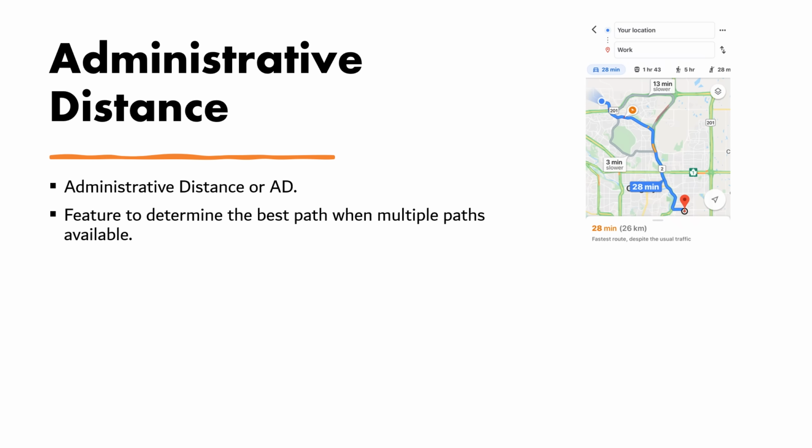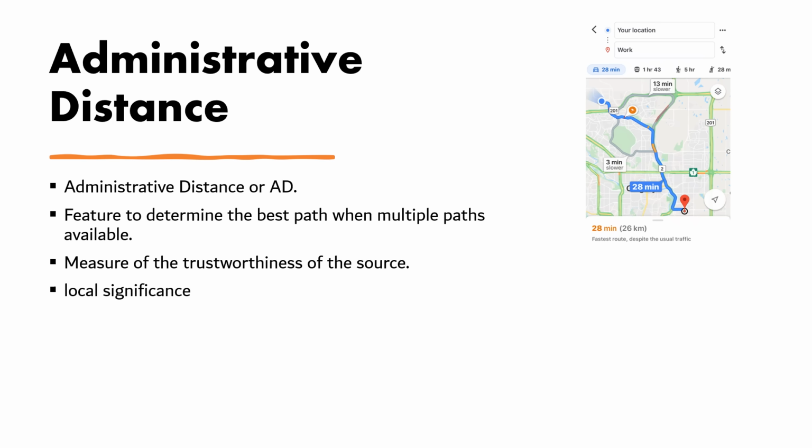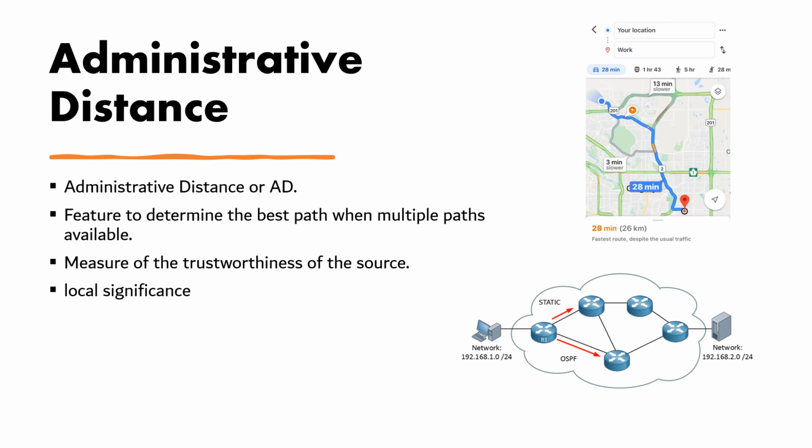Take Google Maps for example. It offers multiple ways to reach your destination depending on time and distance. The fastest path is selected and available alternate paths are displayed. Similarly, AD also works like Google Maps here. It helps us to choose the best source path. So administrative distance is a measure of trustworthiness of the source for the routing information available. It has only local significance and is not advertised in any routing updates.